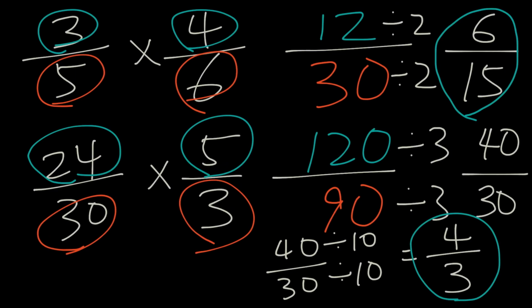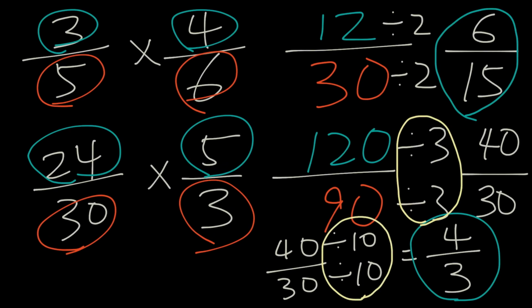Looking at this example, we see that we simplify it quite a few times. So a good way would be to simplify before multiplying. So we're going to try an example where we are going to simplify before multiplying.